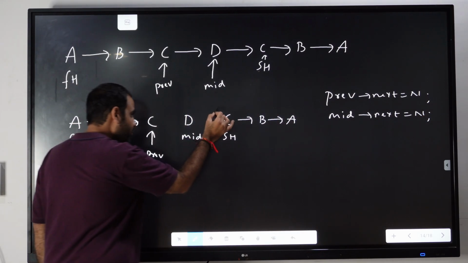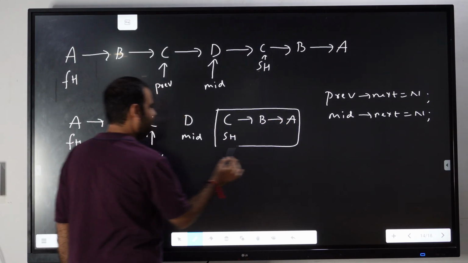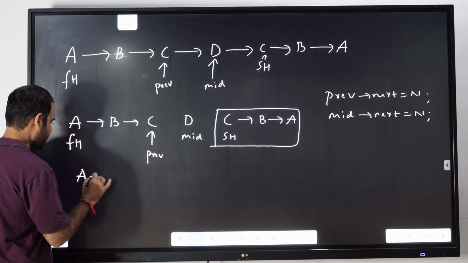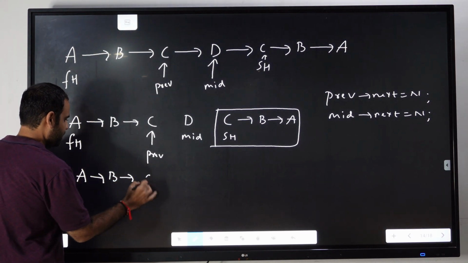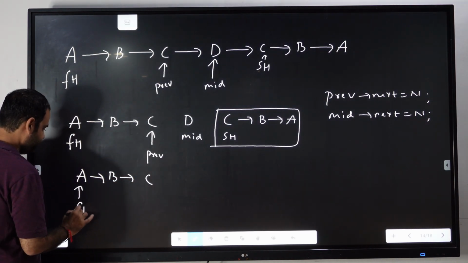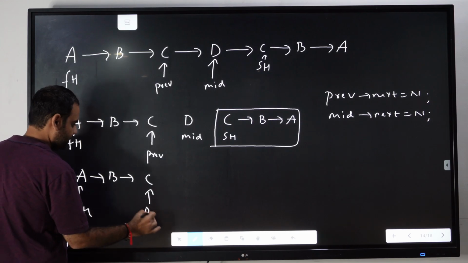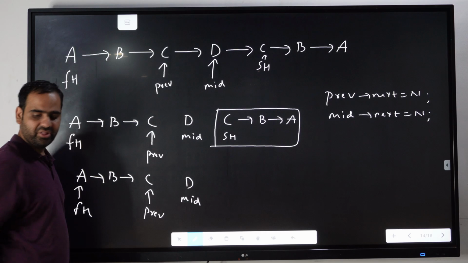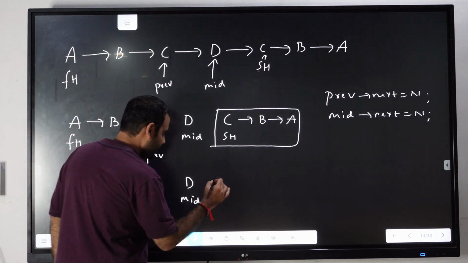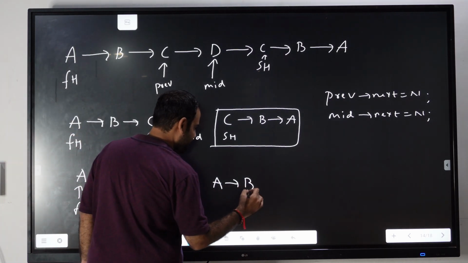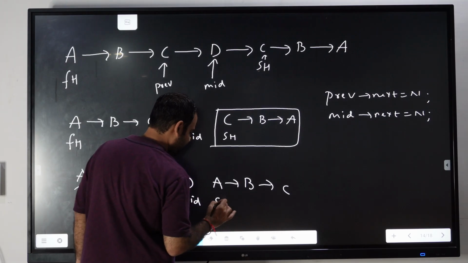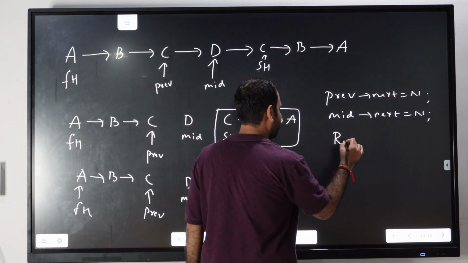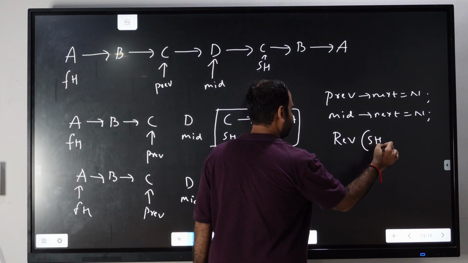Now, what we do is take the second half of the list and reverse it. We already know how to reverse a list. How will the list look now? A, B, C, this is the first half, this is the previous pointer, this is D, the midpoint. Now you reverse the second half. If I reverse the second half, the list looks like A, B, C, and this will be the second half. The next step we have done is reverse the second half.